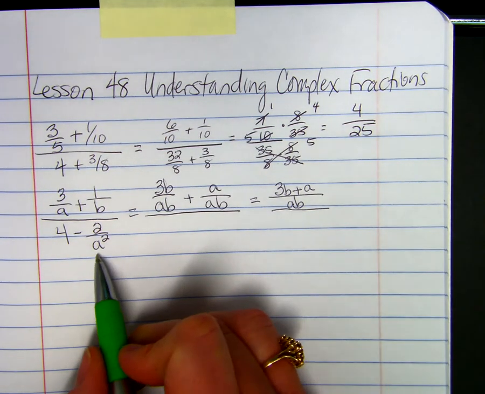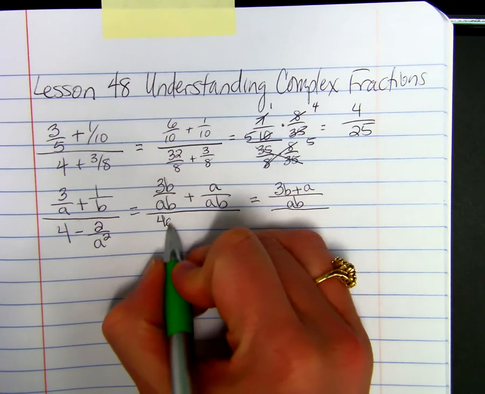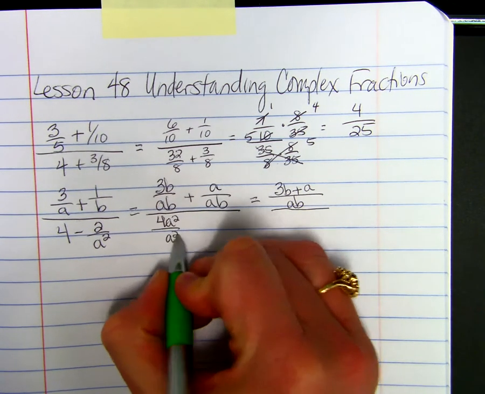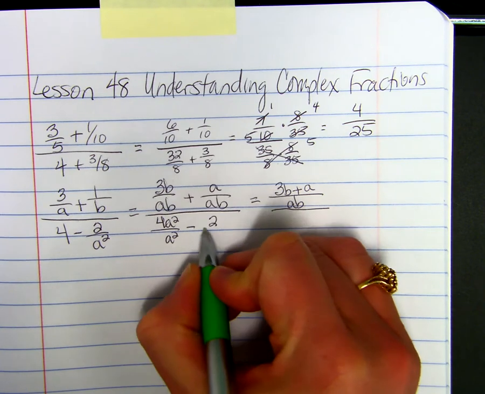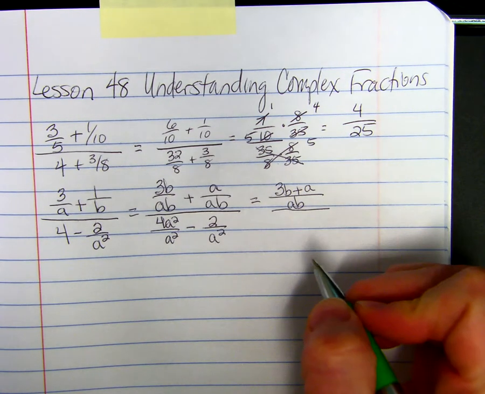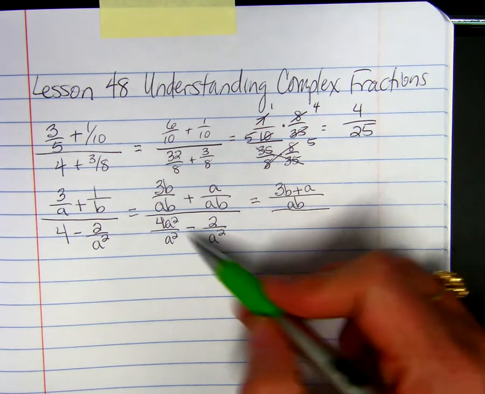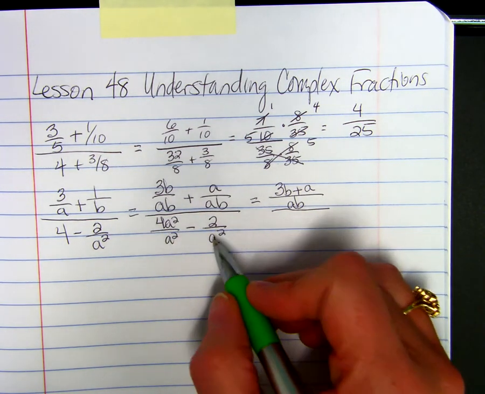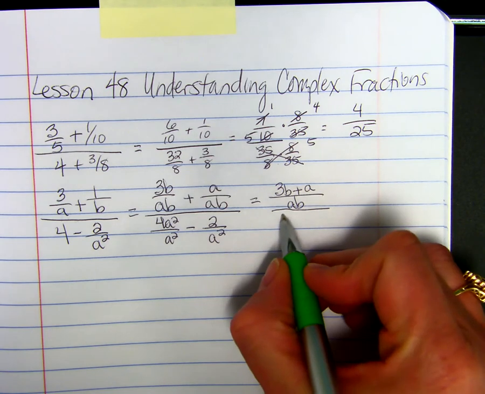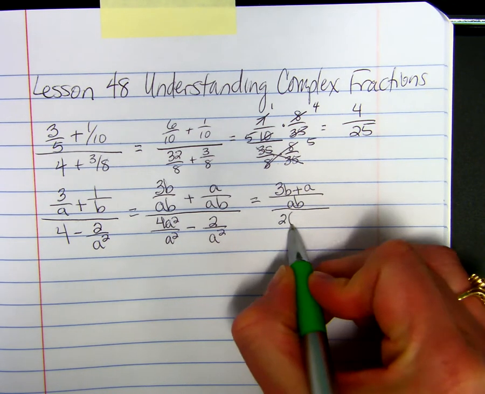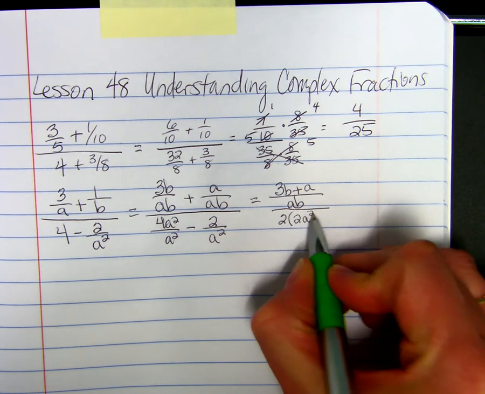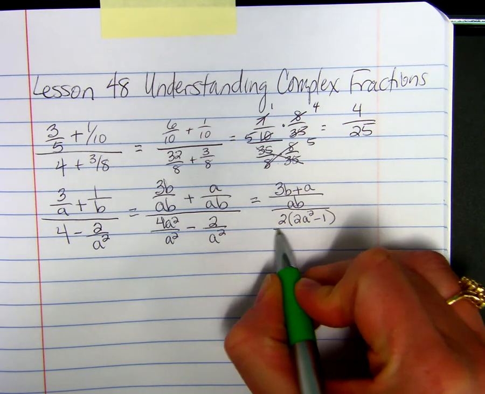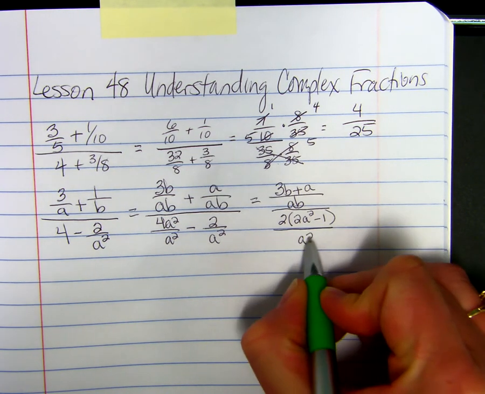And then we need a common denominator here, so we can use A squared, to get 4A squared divided by A squared minus 2 divided by A squared. And we subtract these two. 4A squared minus 2, I'm going to take out a 2 just so I can factor. So we have 2 times (2A squared minus 1) divided by A squared.